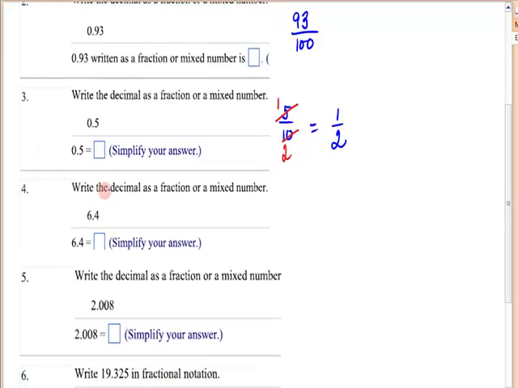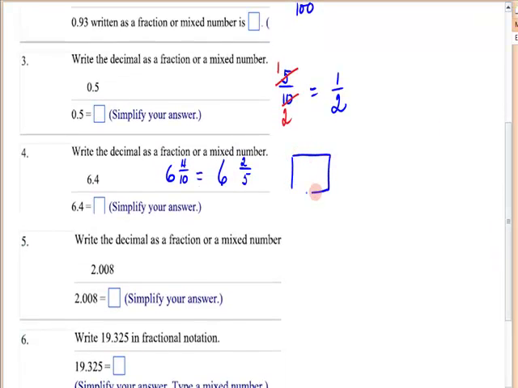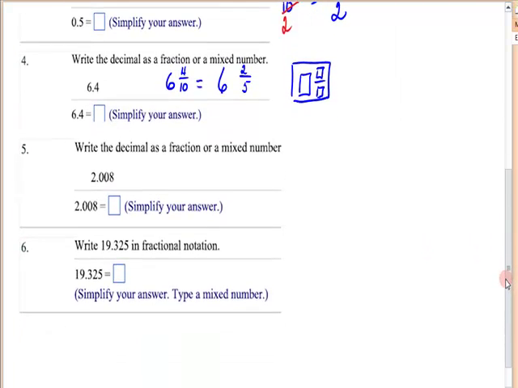All right, number 4, write the decimal as a fraction or a mixed number. This will be a mixed number because it has a whole number side. So keep that as the whole number. This is 6 and 4 in the tenths place. So that can be reduced. 2 goes into 4 2 times. 2 goes into 10 5 times. And now we're done. It is 6 and 2/5 in lowest terms. In MyMathLab, you would be looking in this case for the mixed number tool.